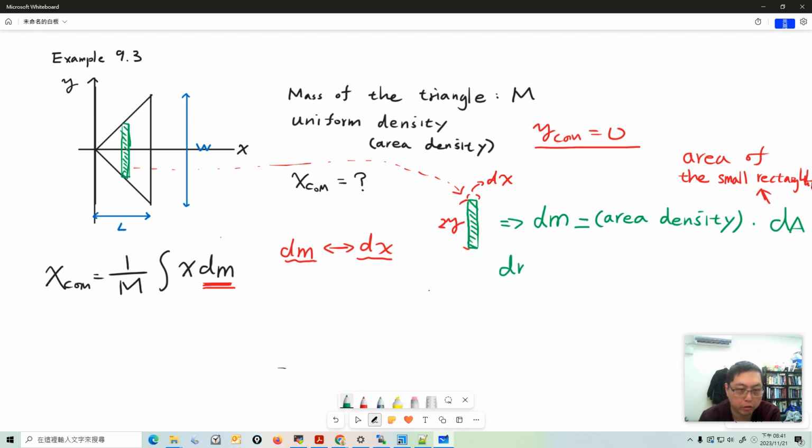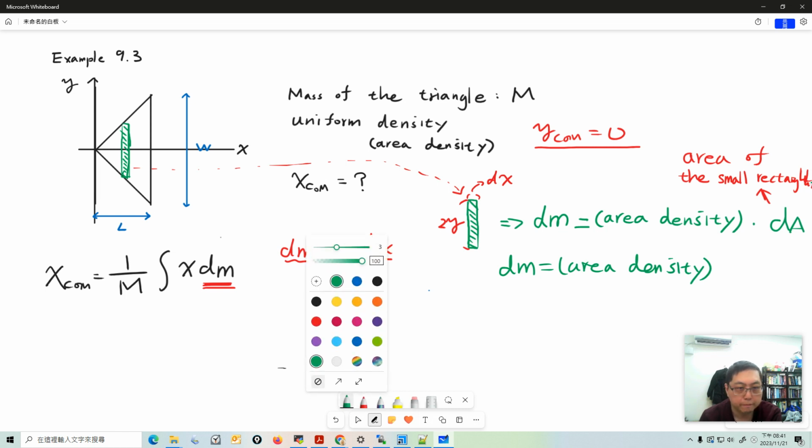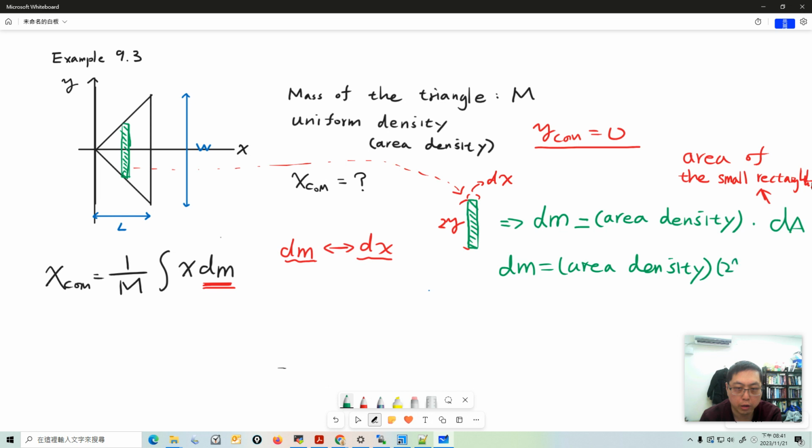So dm is equal to the area density times dA, and dA is 2y times delta x. Because the height here is y, the other half is also y, so the total is 2y.